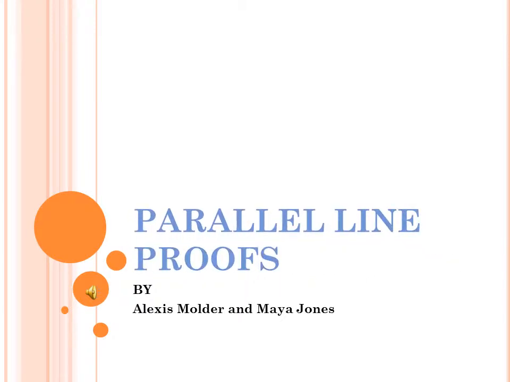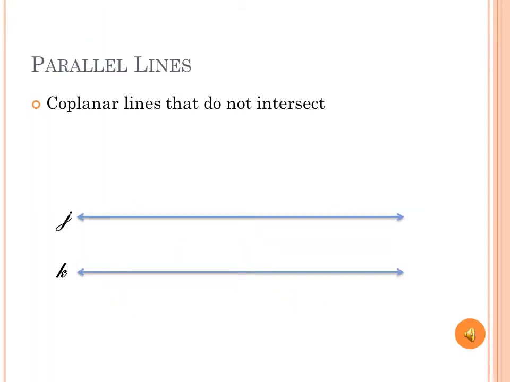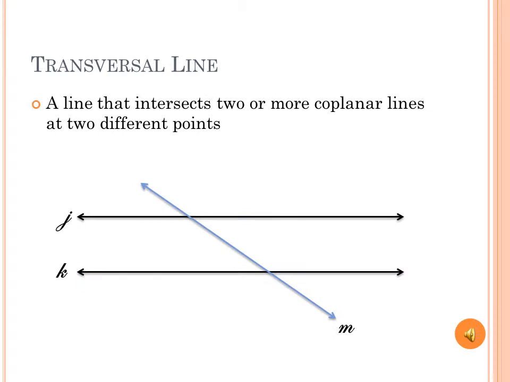Today we're going to learn about parallel line proof. Parallel lines are coplanar lines that do not intersect, such as lines J and K. Transversal line. A transversal line is a line that intersects two or more coplanar lines at two different points, like line F.